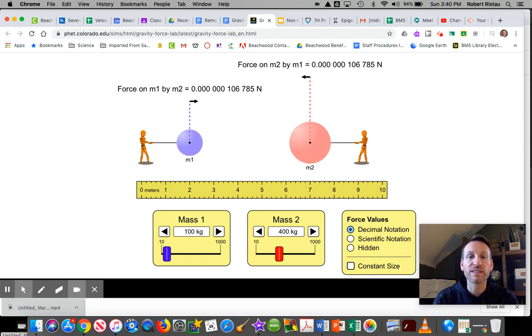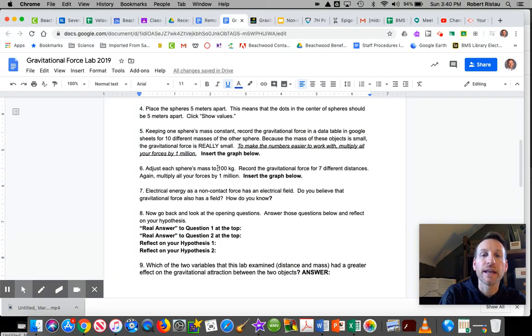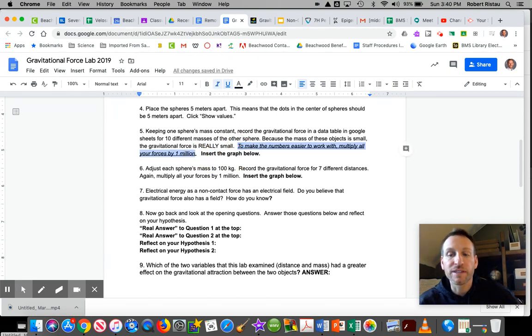And so, to make this easier, in your lab I want you to multiply all these numbers by 1 million. I tell you that over here, it's italicized and underlined for you. To make the numbers easier to work with, multiply all your forces by 1 million.